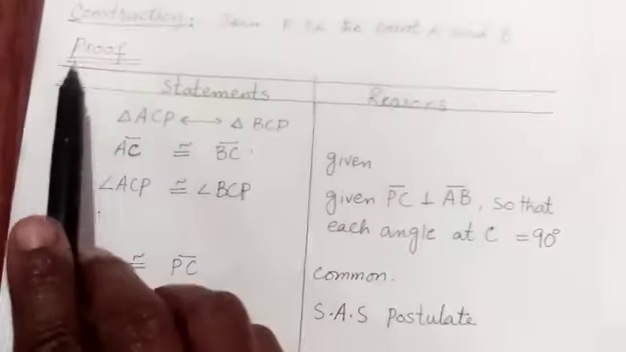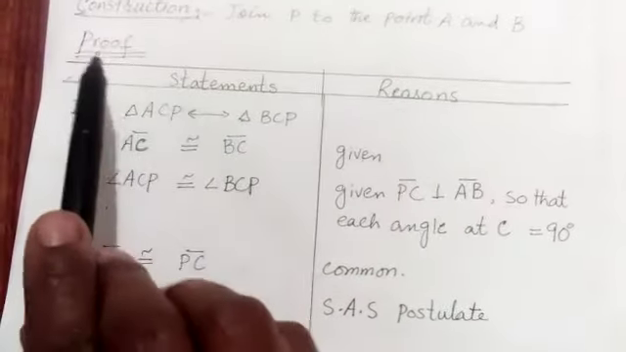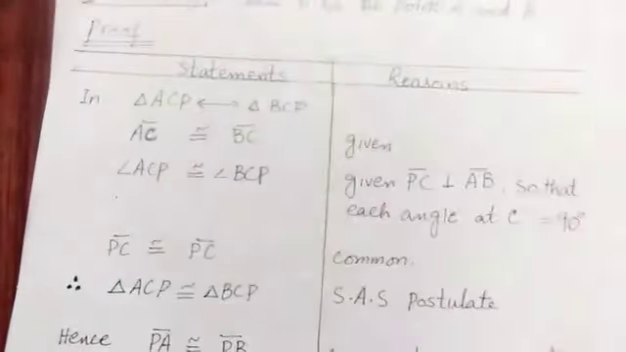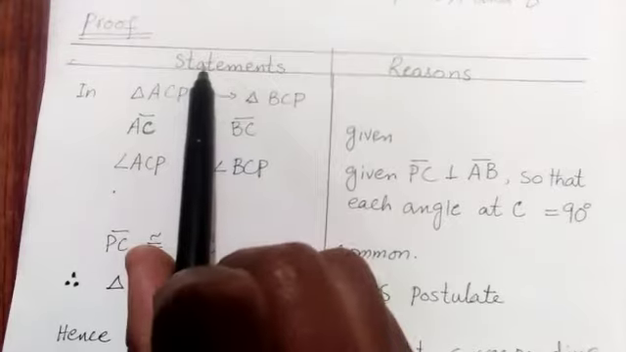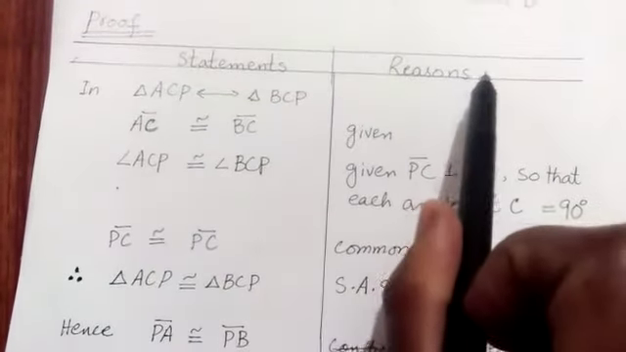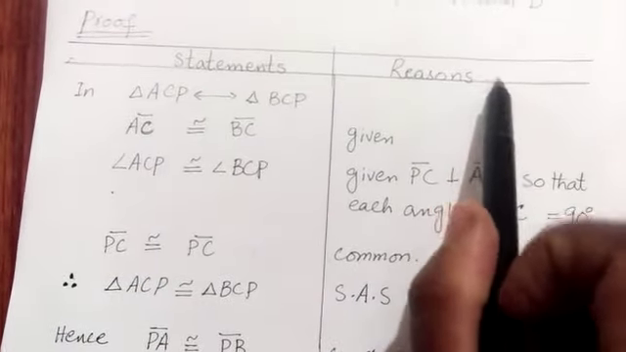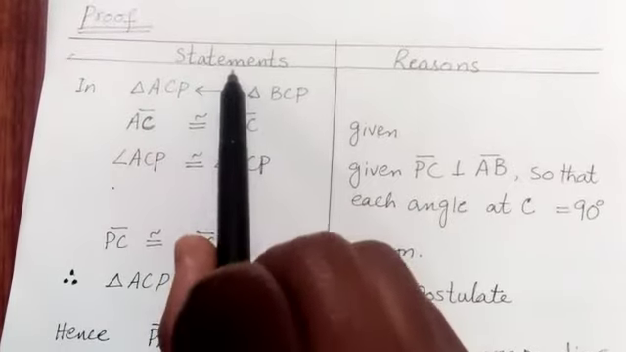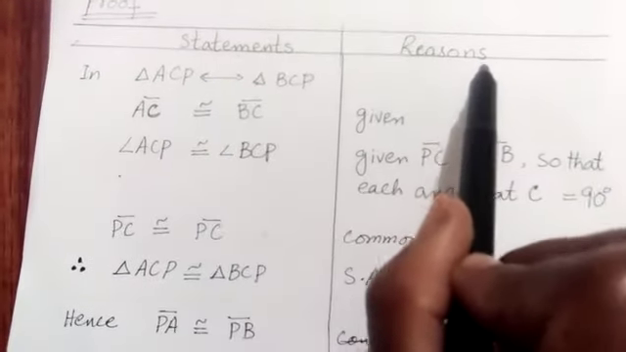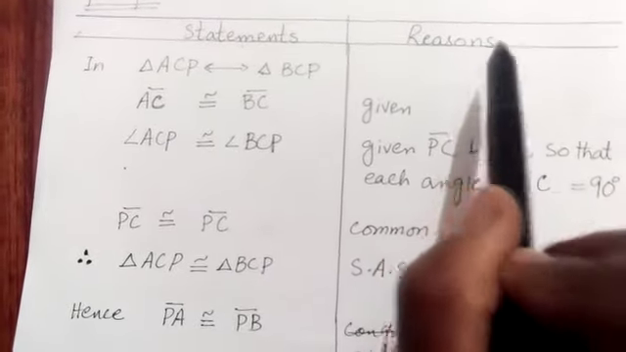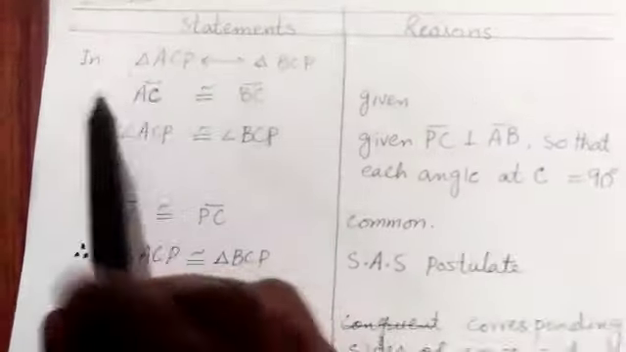The last part of the theorem is the proof. In this proof, we will make two boxes, two parts. On the left hand side, we write statements. On the right hand side, we will write reasons. Here we write statements, and in this column, we will write their reasons.